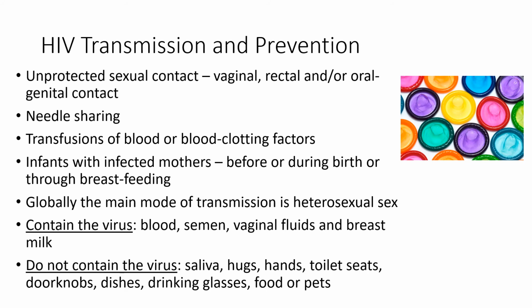So what can contain the virus? A few myths is not good, in my opinion, revolving around the transmission of this particular virus. What can contain the virus is blood, semen, vaginal fluids, and breast milk. Things that don't contain the virus: saliva, hugs, hands, toilet seats, doorknobs, dishes, drinking glasses, food, or pets. And I know it seems kind of silly, but I always like to crush myths, especially when it comes to science and anatomy.